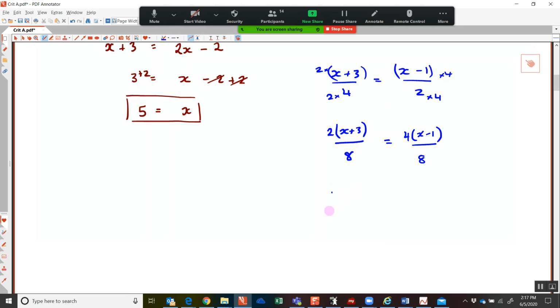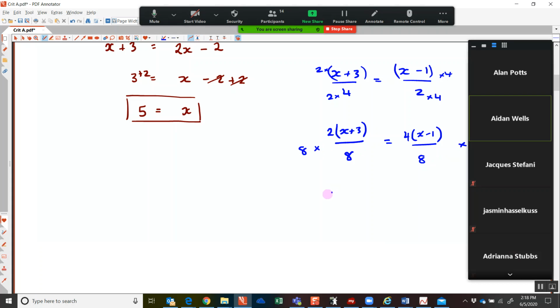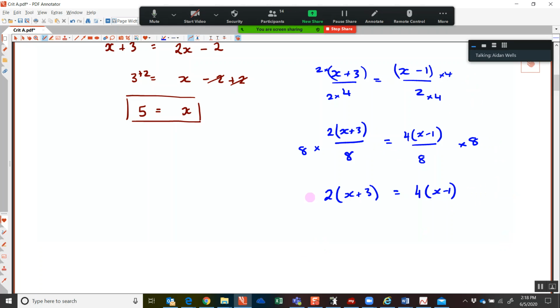First I multiply both sides by 8, and we end up with 2 lots of x plus 3 is equal to 4 lots of x minus 1. And then you're basically really at the same point, aren't you? Yeah. So that's fine as well.